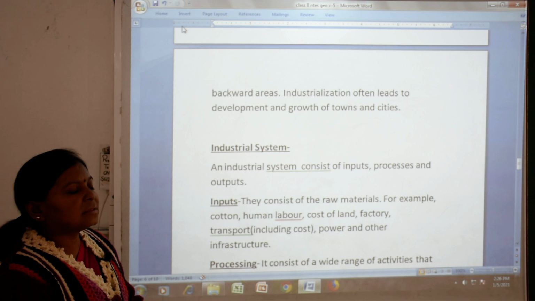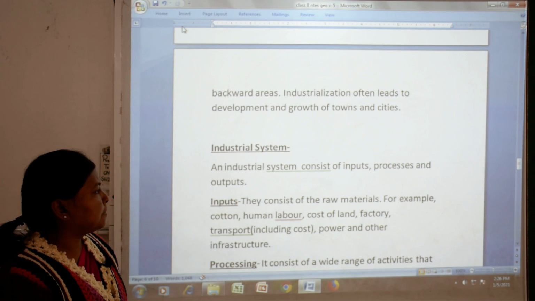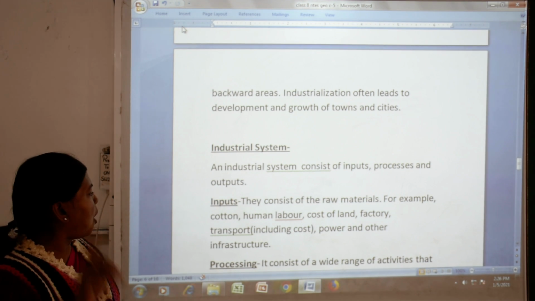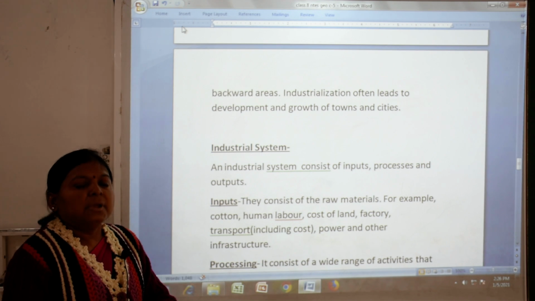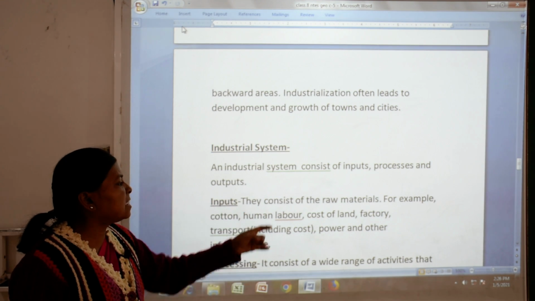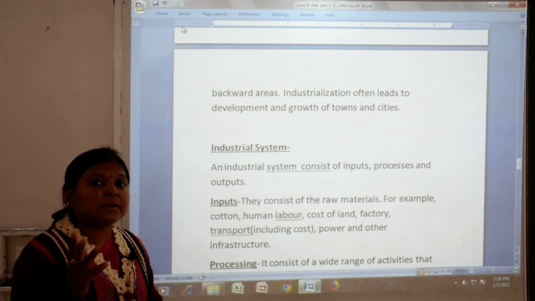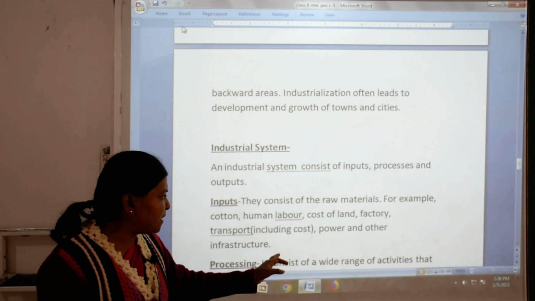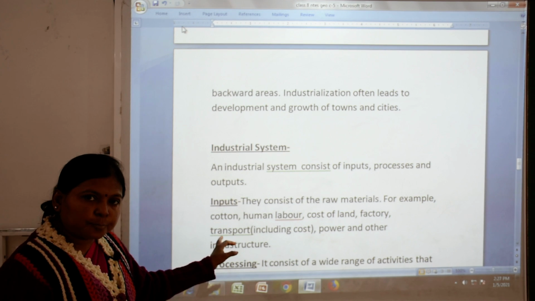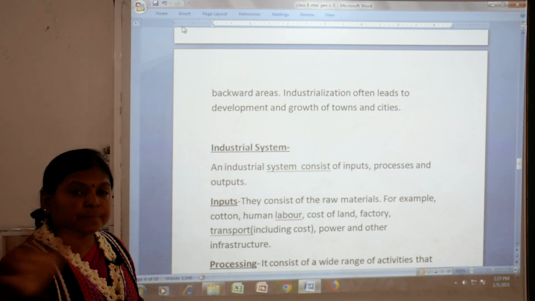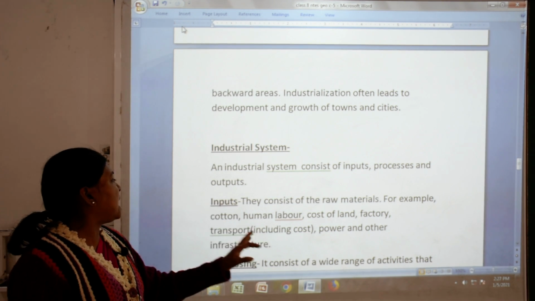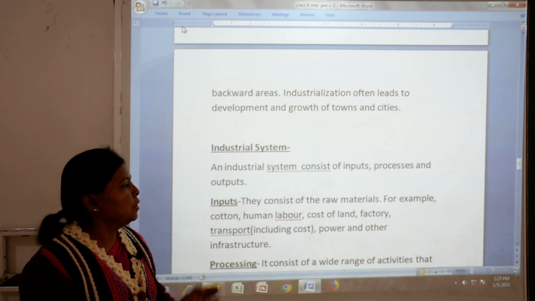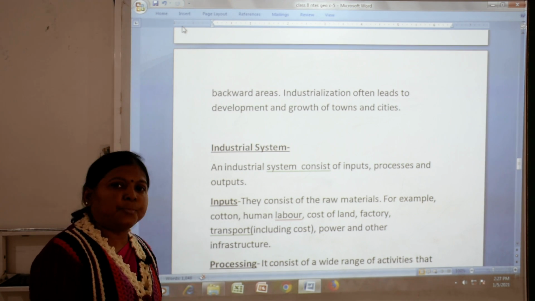An industrial system consists of inputs, process and outputs. What is called input? Input means it consists of some raw material, for example, cotton, human labor, cost of land, factory, transport including the cost, how much money will be spent, power and other infrastructure. So all this becomes input.